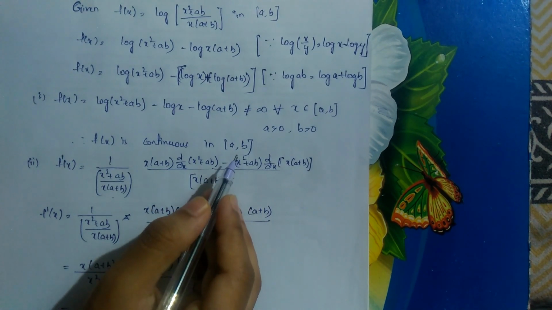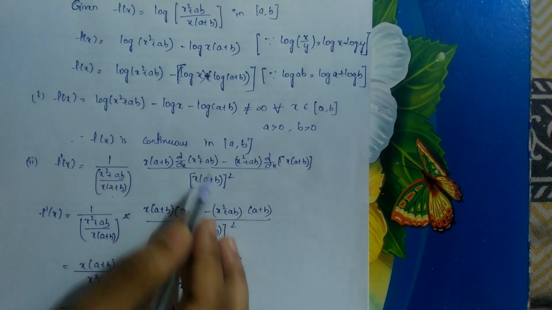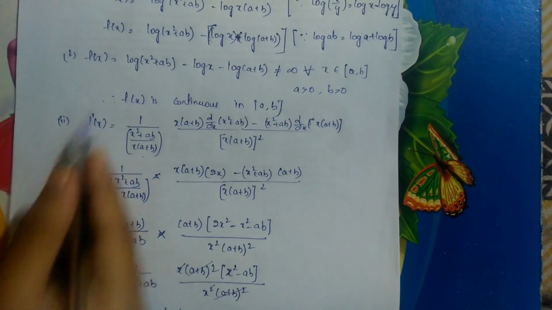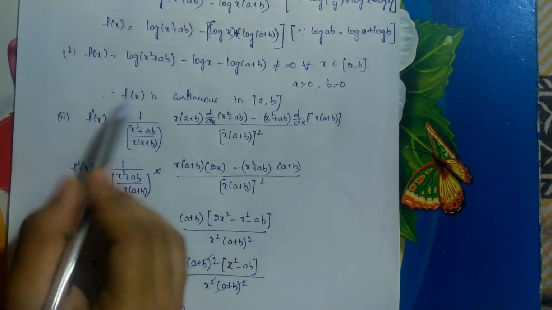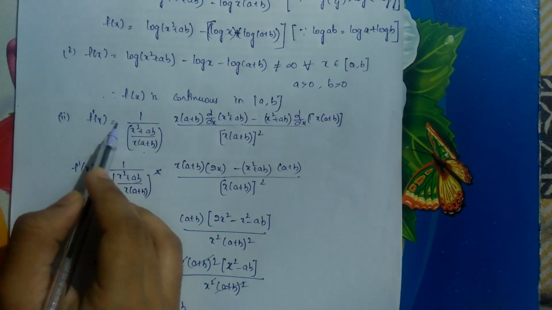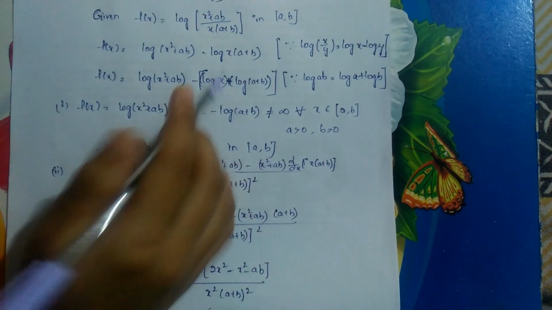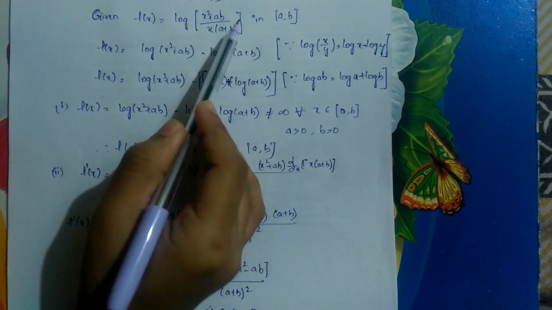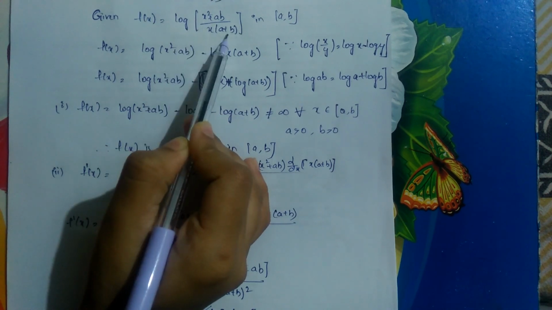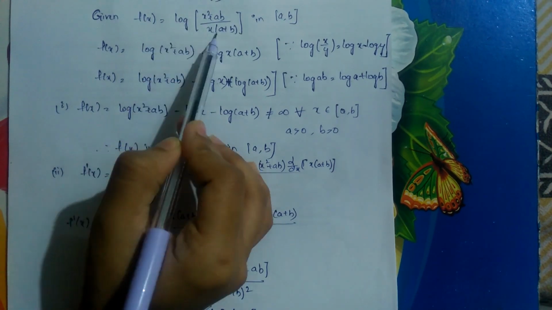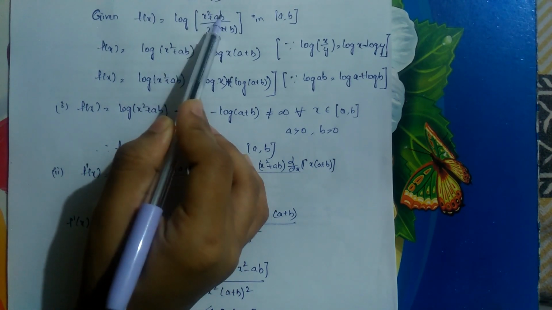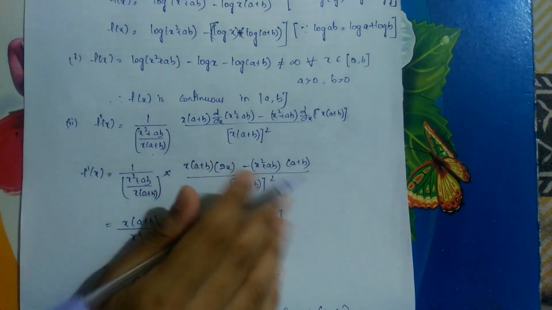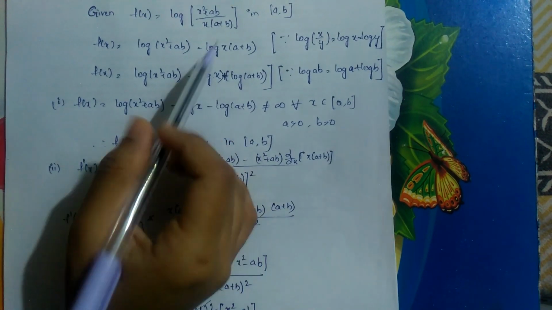Next we need to check whether the function is differentiable in the given interval or not. So we are differentiating the logarithm function, f'(x). The derivative of log x is 1/x. Treating this whole function as x, first we differentiate the logarithm function, which gives 1 / ((x² + ab) / (x(a + b))), and multiplied by the derivative of the inside function of the logarithm.